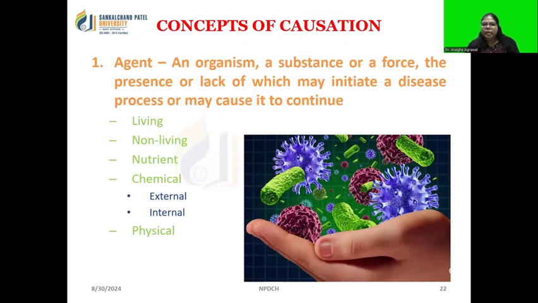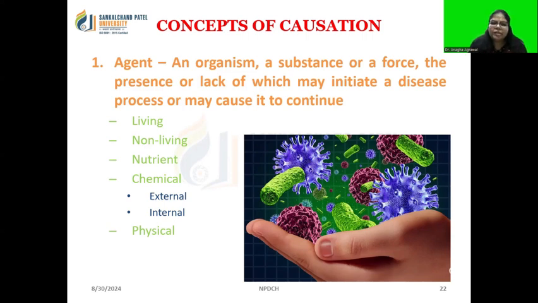As you can see, we'll go one by one now. I've just given you an idea of what an agent means. An agent is an organism, a substance or a force, the presence or lack of which may initiate a disease process or may cause it to continue. So it is anything because of which the disease process is there, whether because of excessive presence of it or because of lack of it.